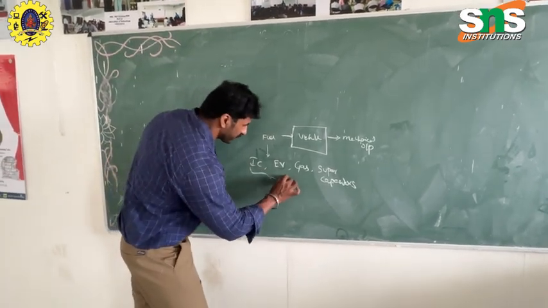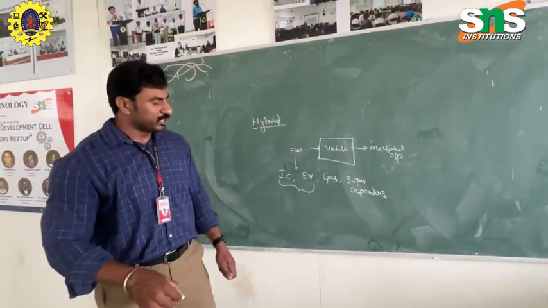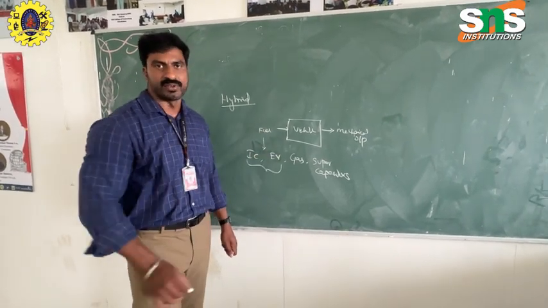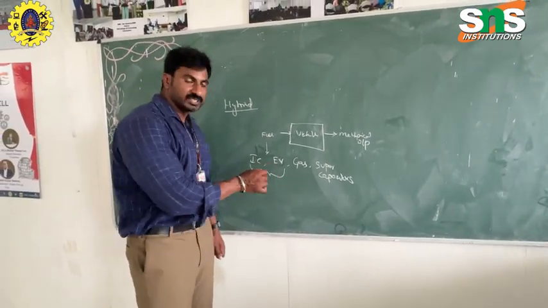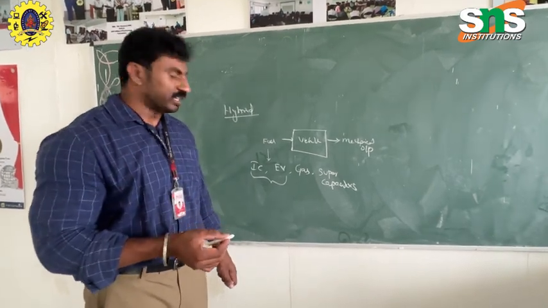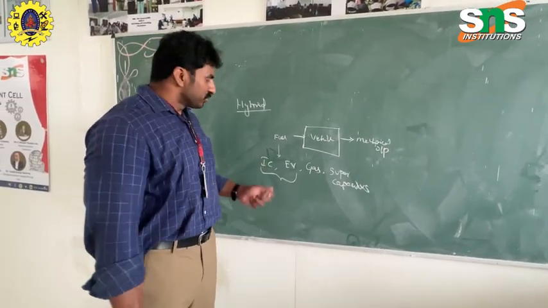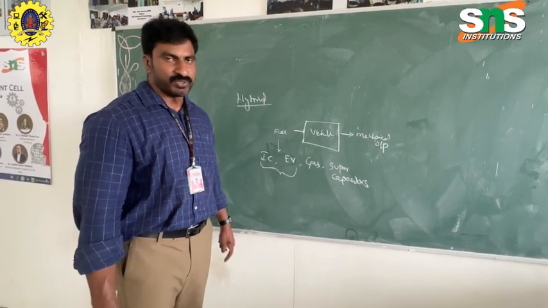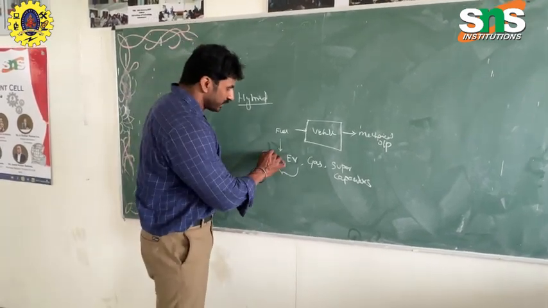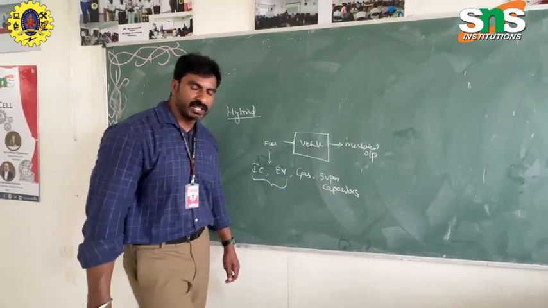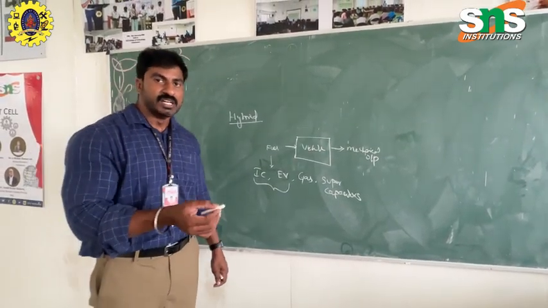For example, I am using an IC engine and EV. That means we are using an internal combustion engine, and at the same time we are using an electric vehicle. So we can deliver both types. For example, when we give fuel to the internal combustion engine, the vehicle will deliver the mechanical output, which is one kind of traditional vehicle.